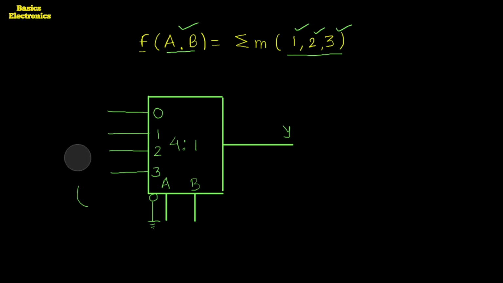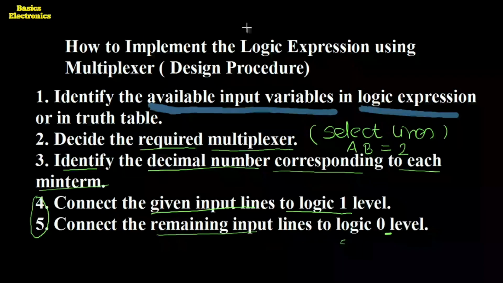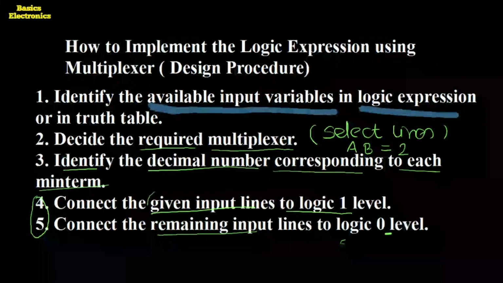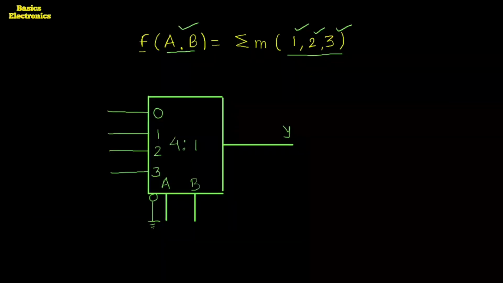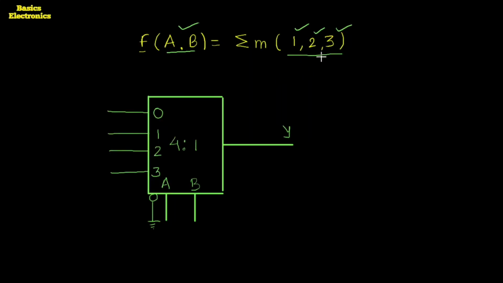Those 4 data lines we have to connect to logic 1 and logic low as per the given steps in the rules. Okay, so what is the next step? Connect the given input line to logic 1 and the remaining lines to logic 0 or logic low. So here in example 1, 2 and 3, these lines are given, and the remaining line is the 0 line that we have to connect to logic low.